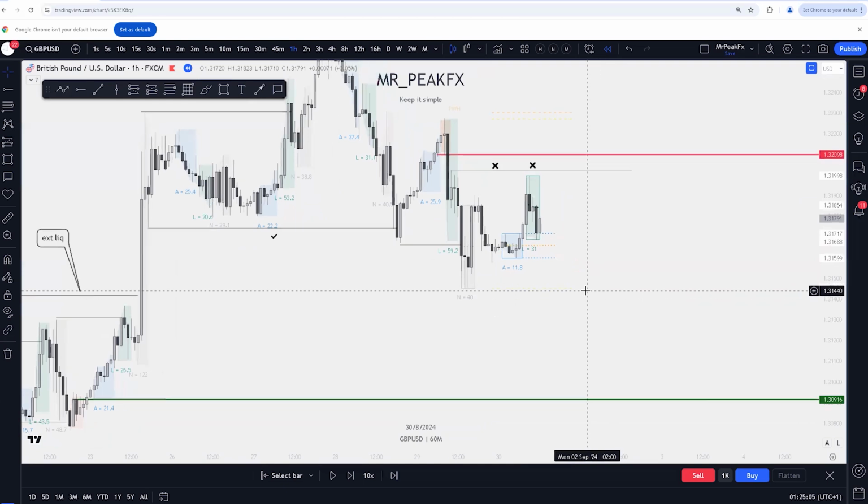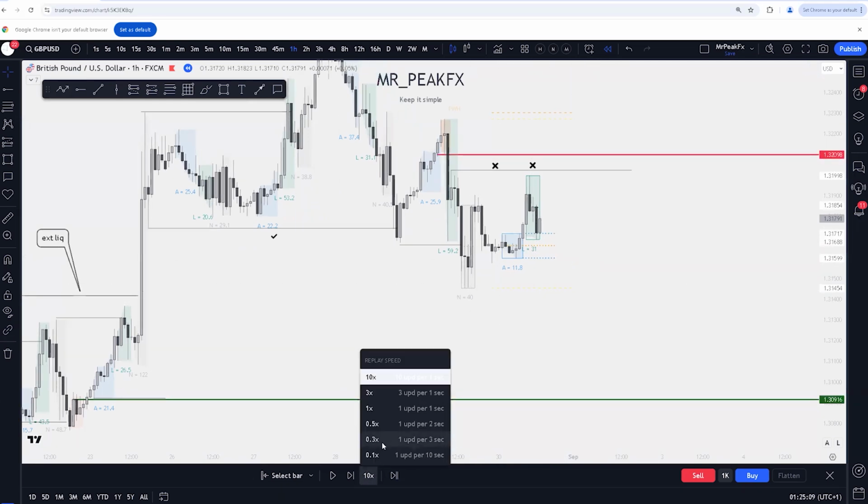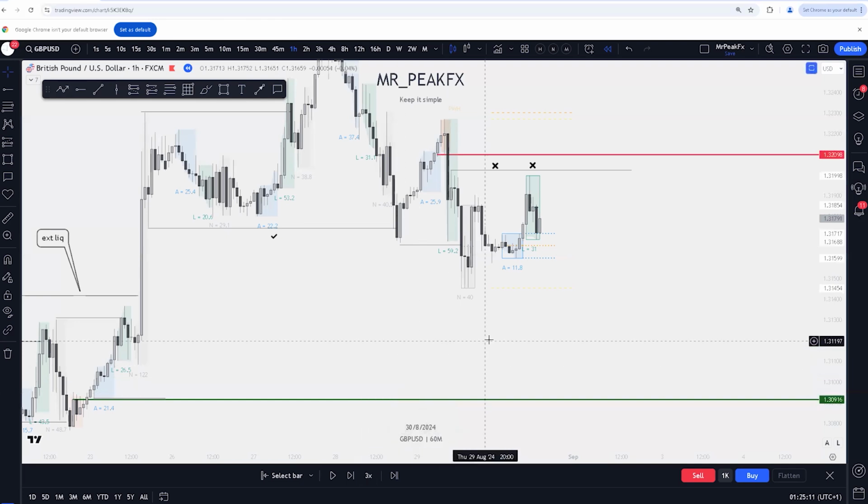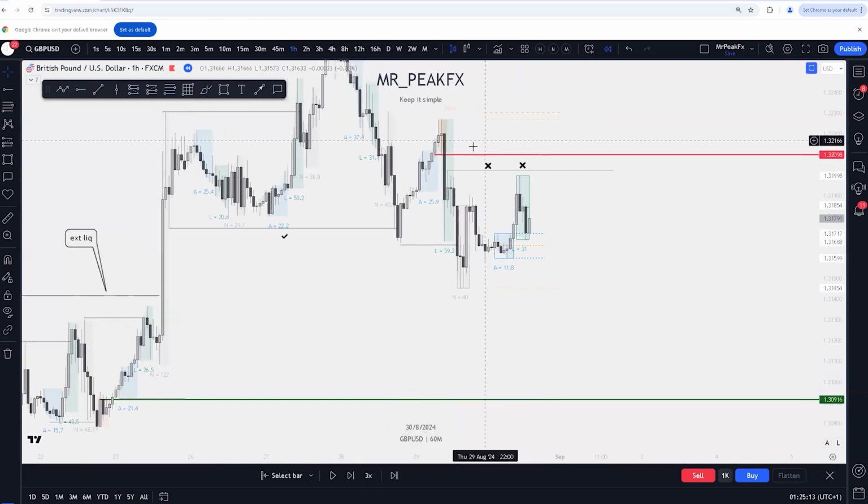All right. So let's see what price did. I was very much interested in selling here. Of course, my first target was going to be this low because price is already printing lower highs and lower lows.